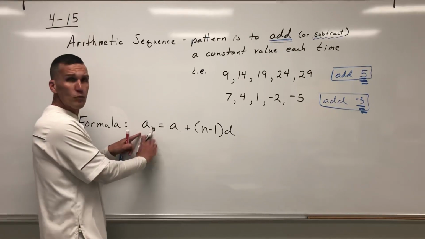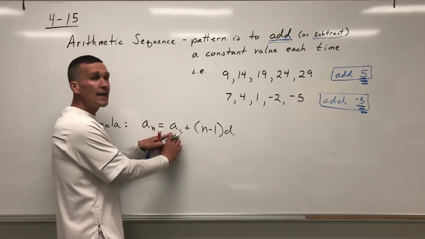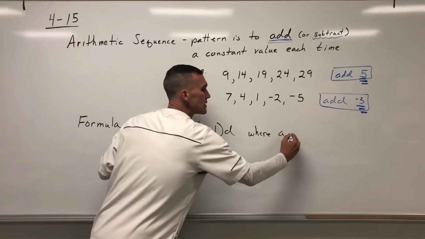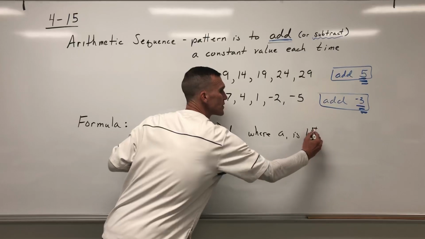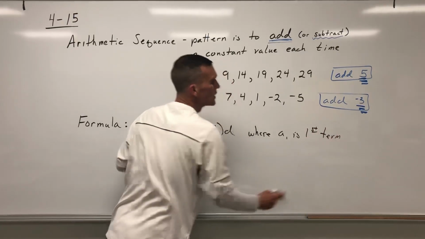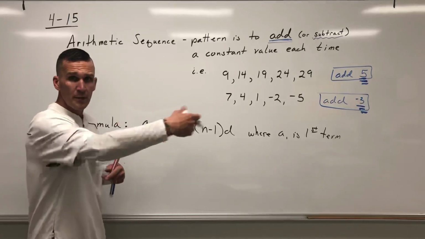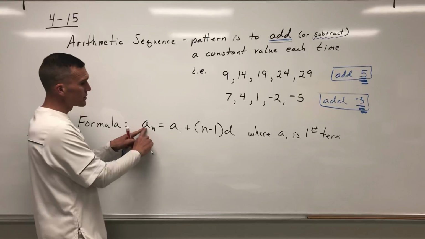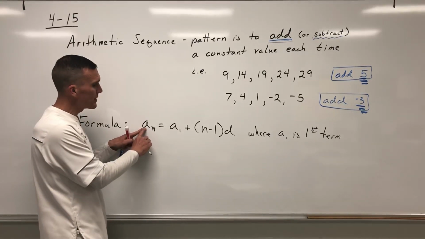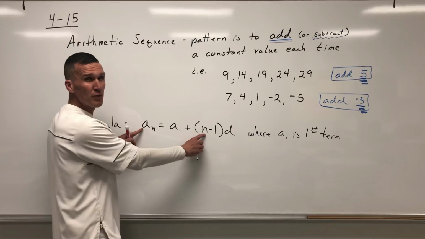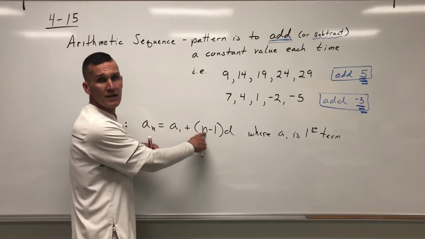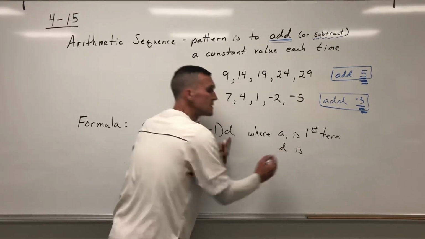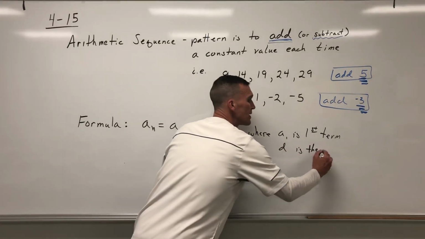But we do need to know what a few of these terms are. So whenever we're writing our rule for a sub n, well, a sub 1 is the first term. So we can say where a sub 1 is the first term of the sequence. So you guys, that would just be the first number in the pattern. n represents our variable because it goes with this. So if we want to find the 29th term, it'd be a sub 29. Then we would plug in something for n, but otherwise that'll stay a variable. But d represents, or d is the common difference.